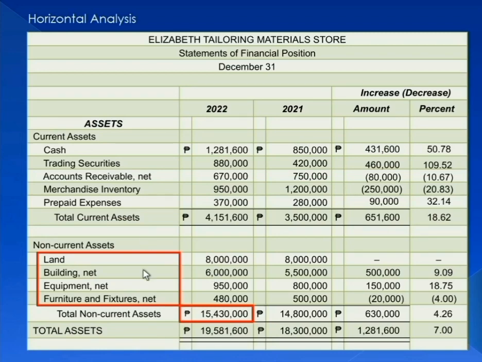As you can see here, however, Elizabeth Tailoring Materials Store does not have other non-current assets aside from these fixed assets or property, plant, and equipment or plant assets. Therefore, this total non-current assets of 15,430,000 is also the total net amount of the plant assets.